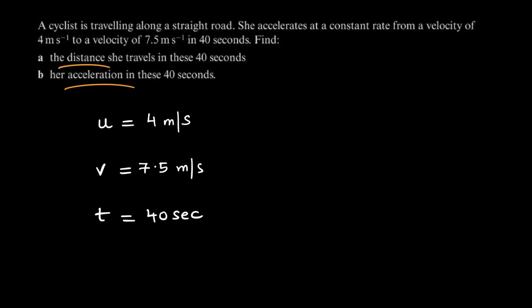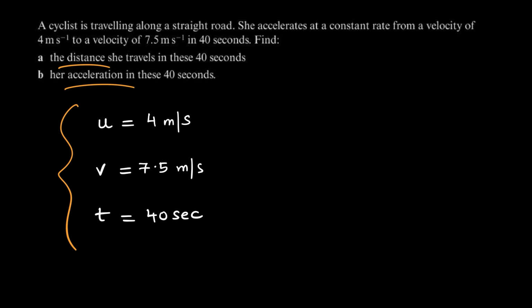Let's write out all the pertinent information. Initial velocity is 4 meters per second. Final velocity is 7.5 meters per second. Time period is 40 seconds. We are interested in finding the distance. We are interested in finding the acceleration.